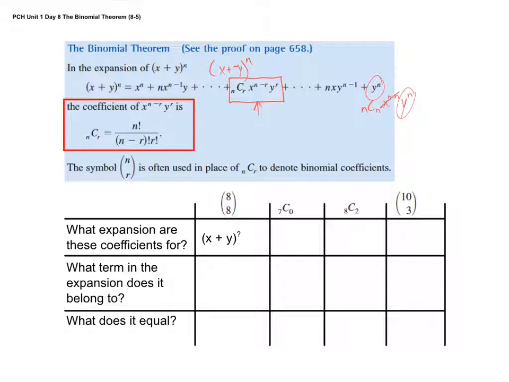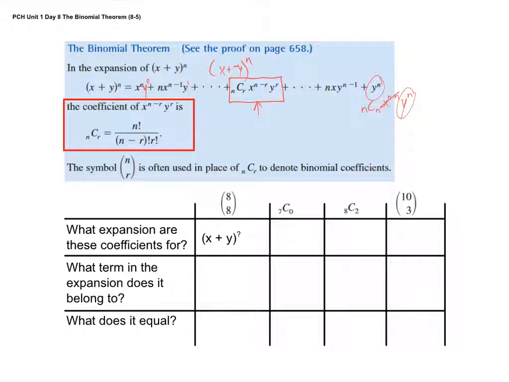Now, the other thing here is, remember the powers of y. Y started at the 0 power, right? We didn't have any y's. Then we had 1, then 2, then 3, then 4, all the way up to whatever n is. Okay? So think with me here.